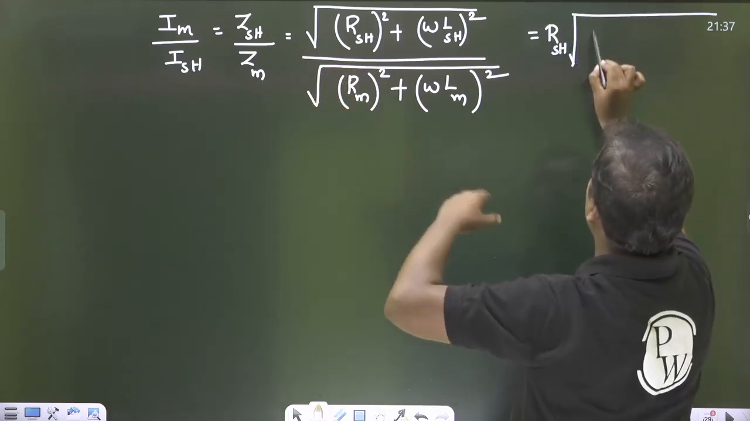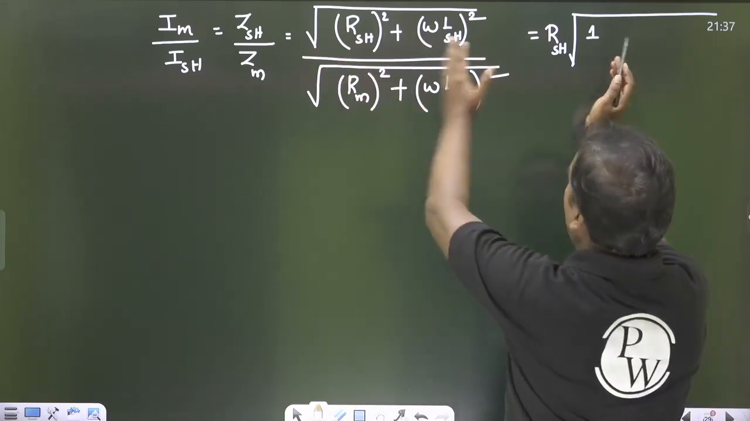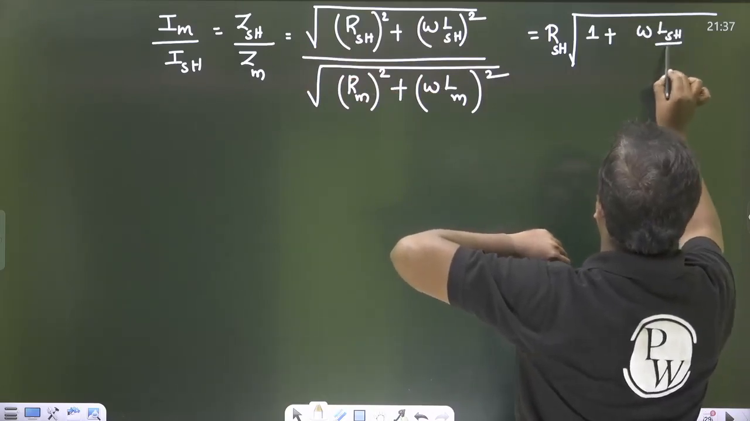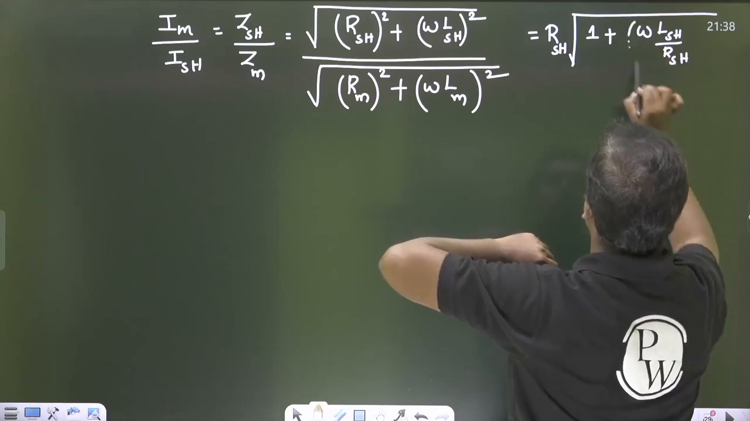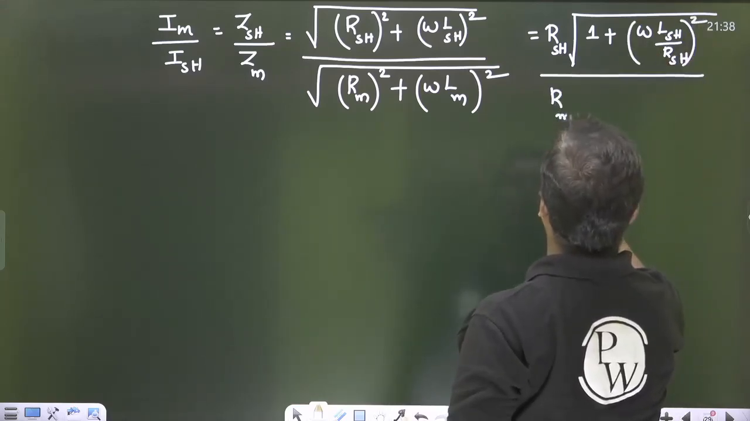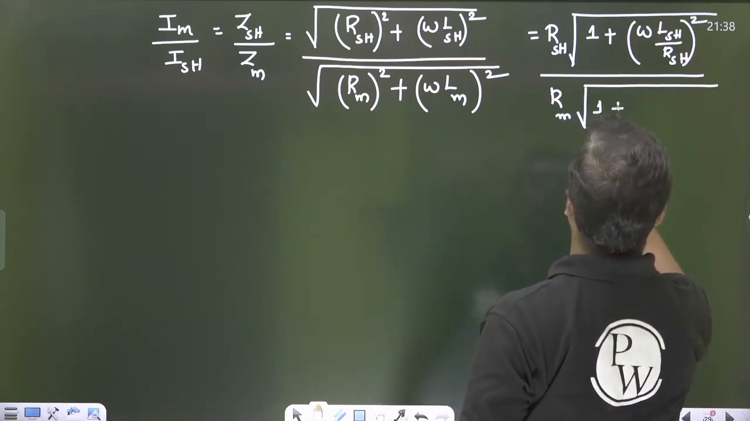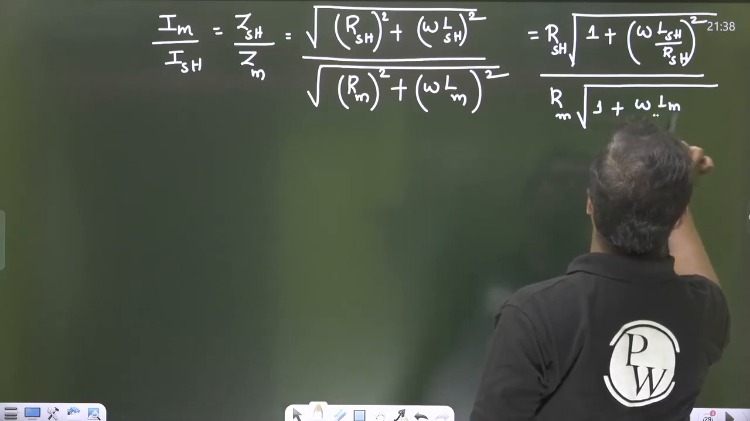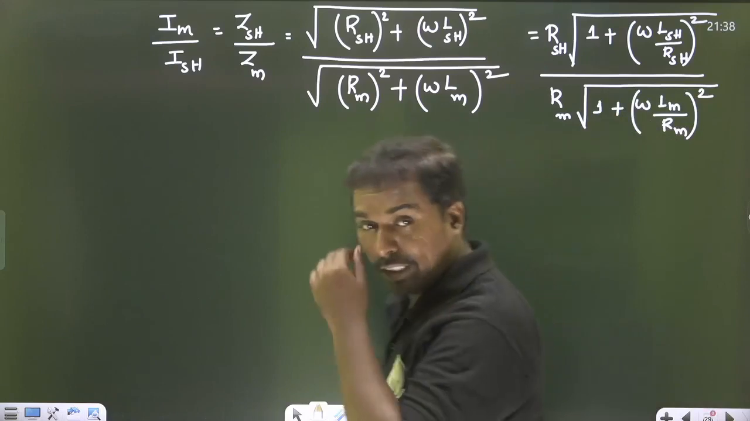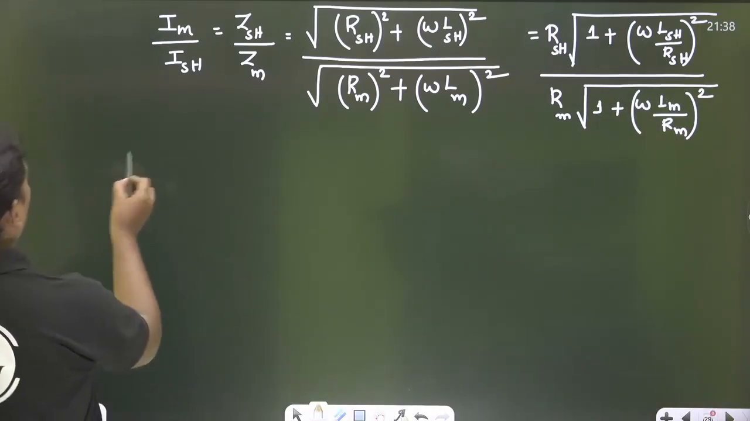And this will be 1. Is it visible to you all? So yes, RSH whole square, if I take common, RSH comes out: 1 plus omega LSH by RSH whole square, divided by RM square, if you take common, 1 plus omega LM by RM whole square. Got it?